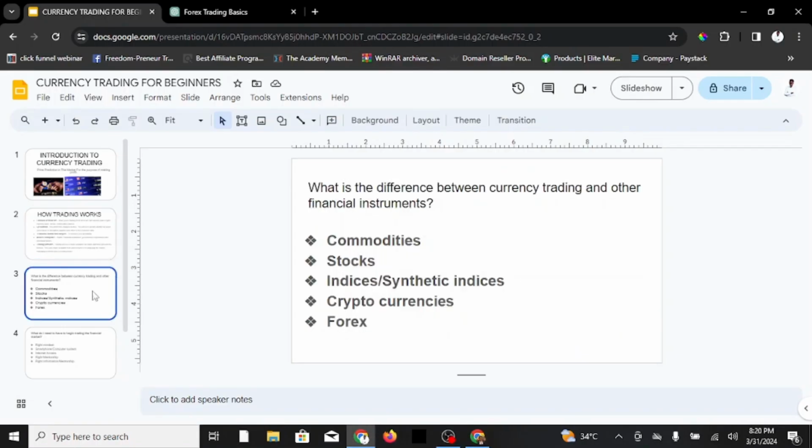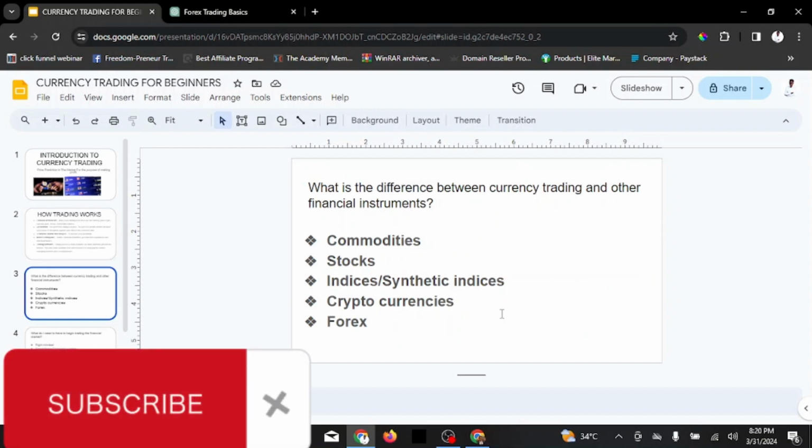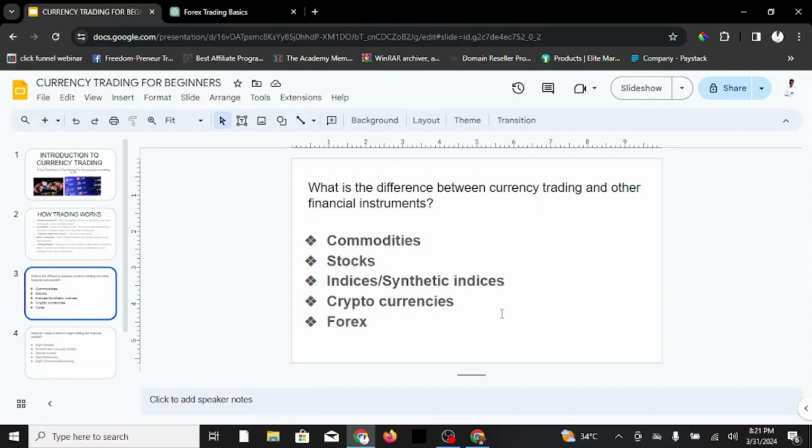So now the next thing that you also want to know about is the difference between currency trading and other financial instruments. When you are coming into the market, you are going to be choosing which particular instrument you want to trade. Do you want to be trading currency pairs, or do you want to be trading stocks? Do you want to trade commodities, indices, cryptocurrencies, and the likes of them?